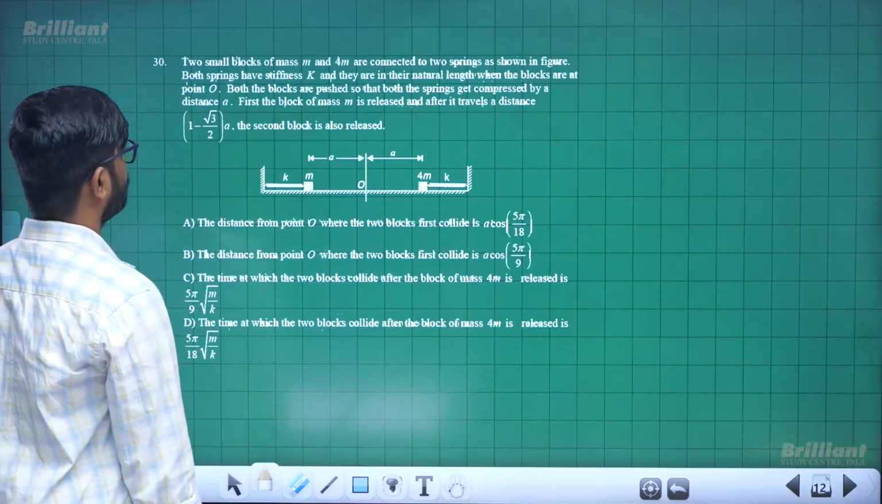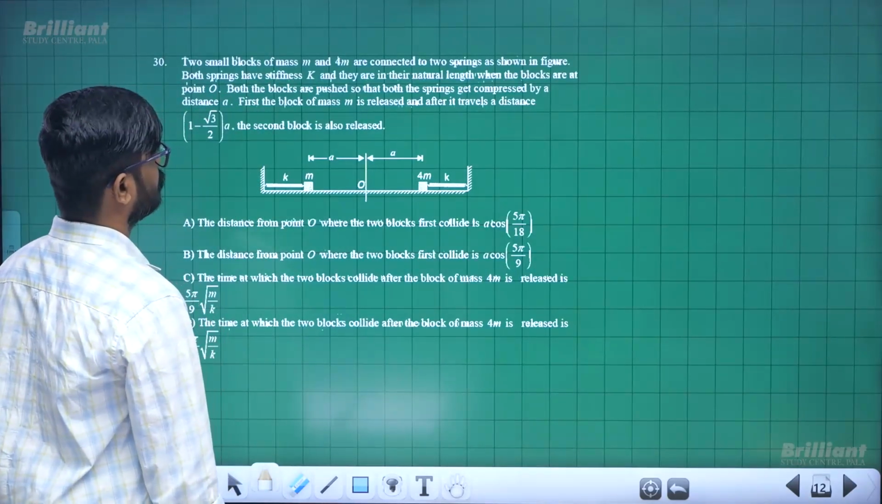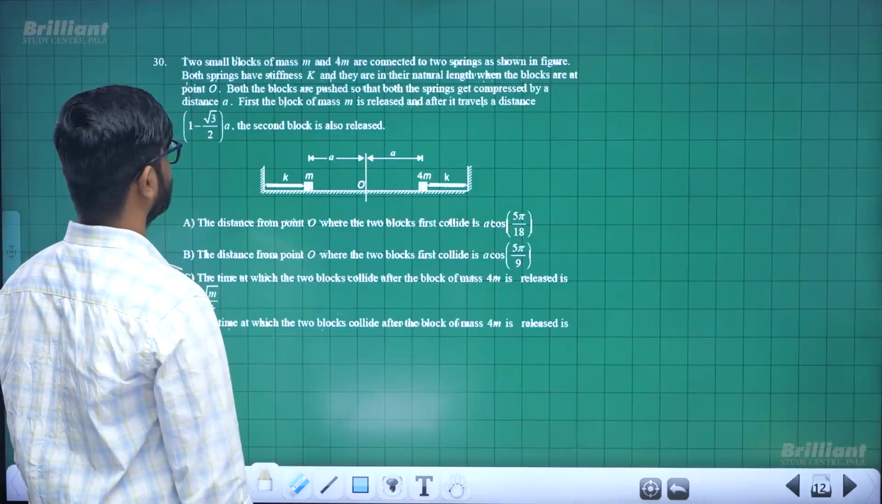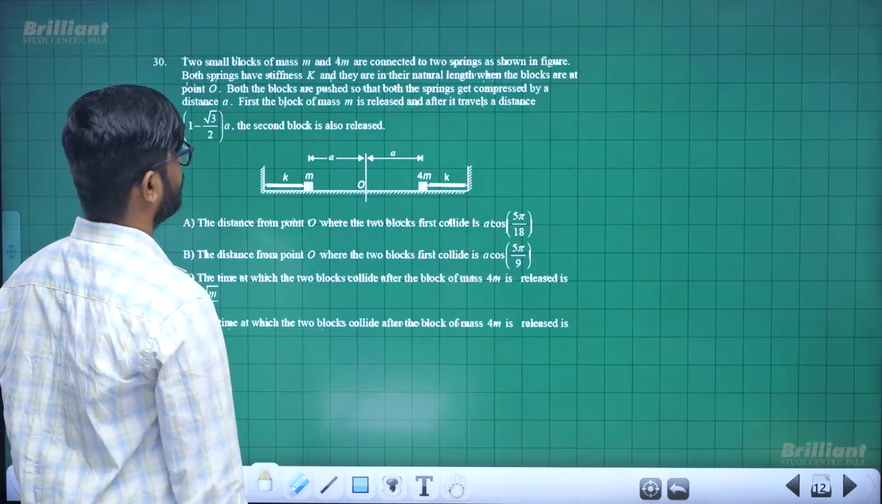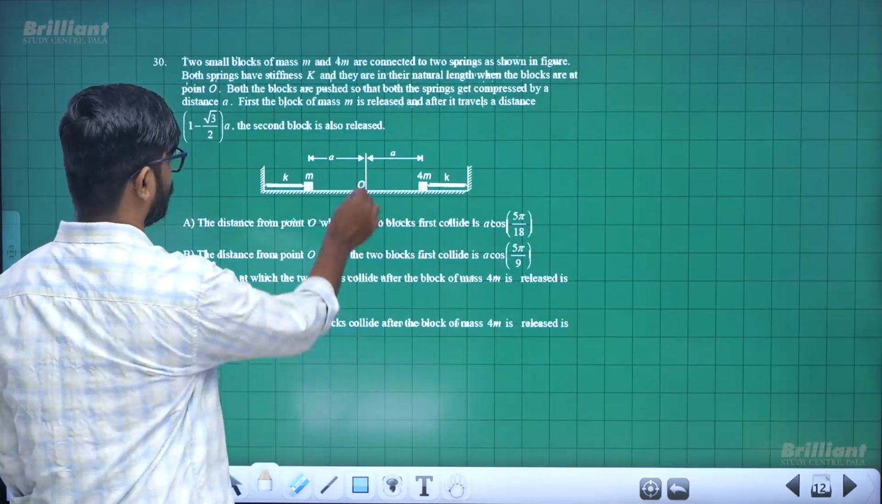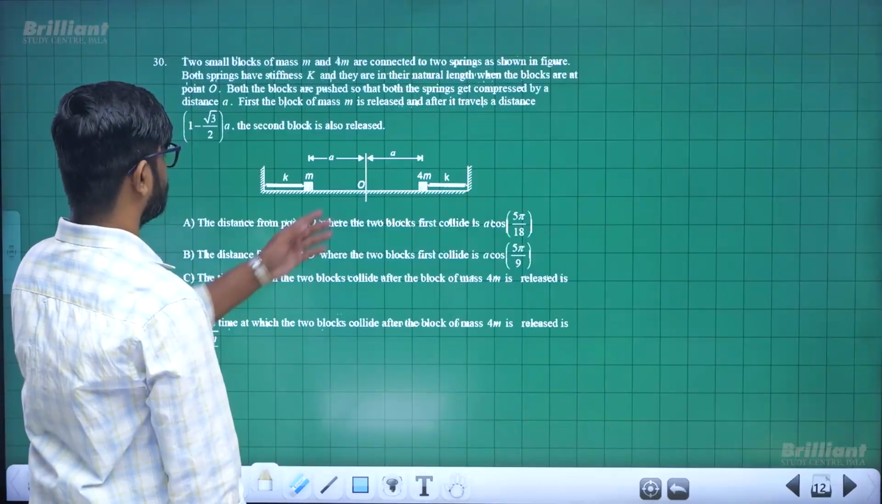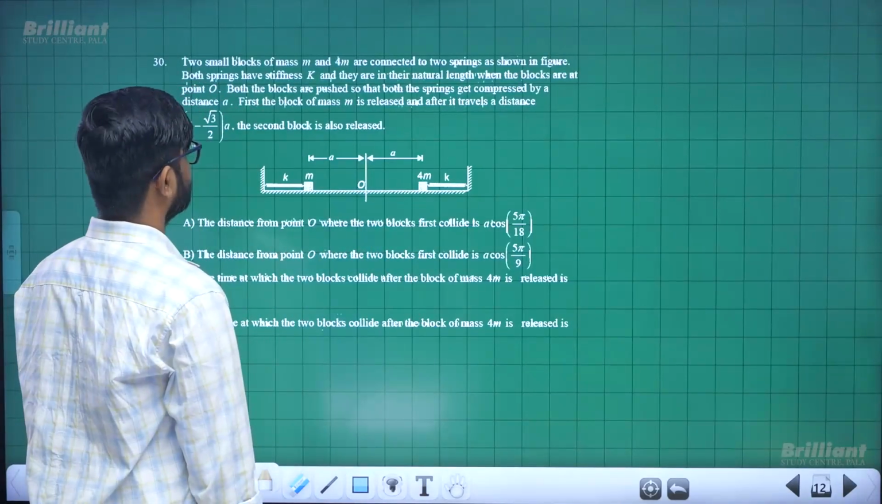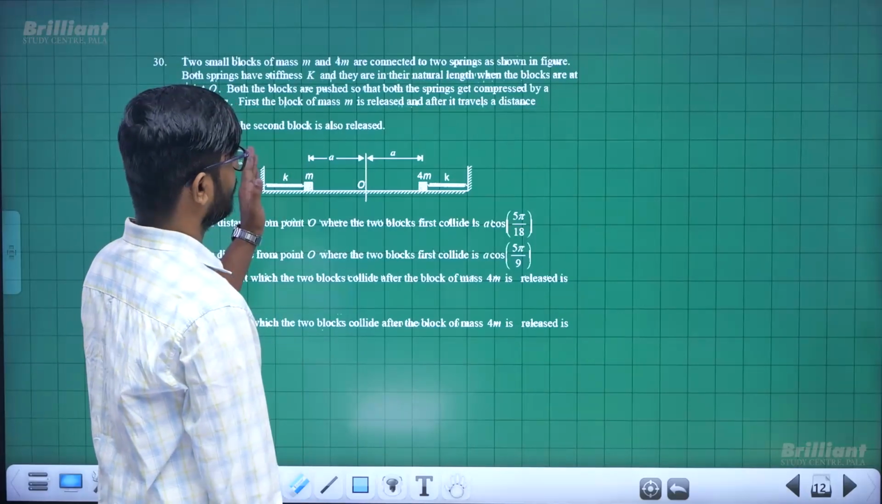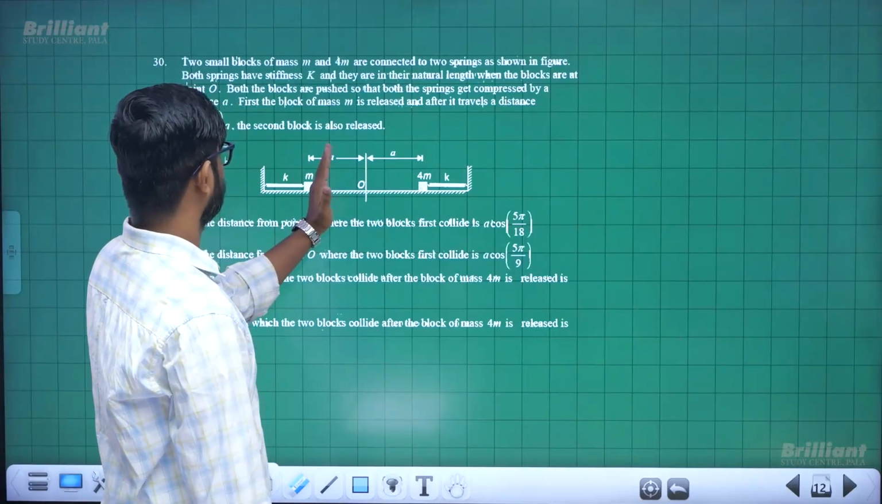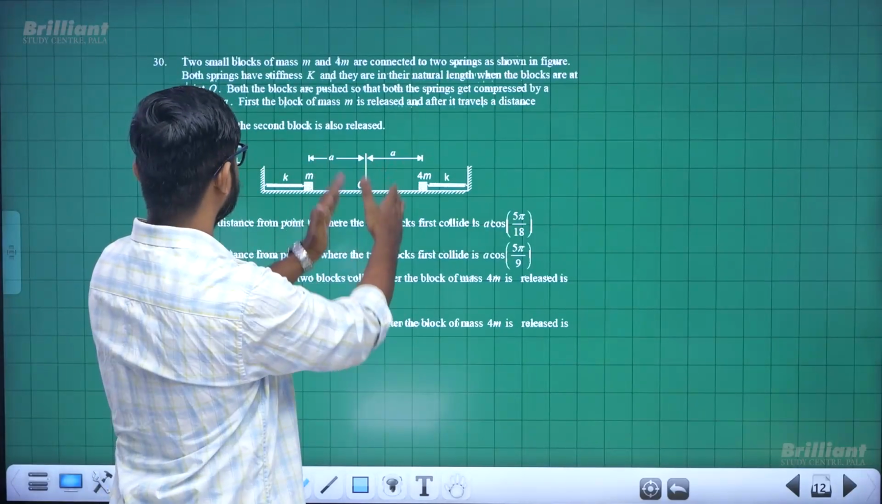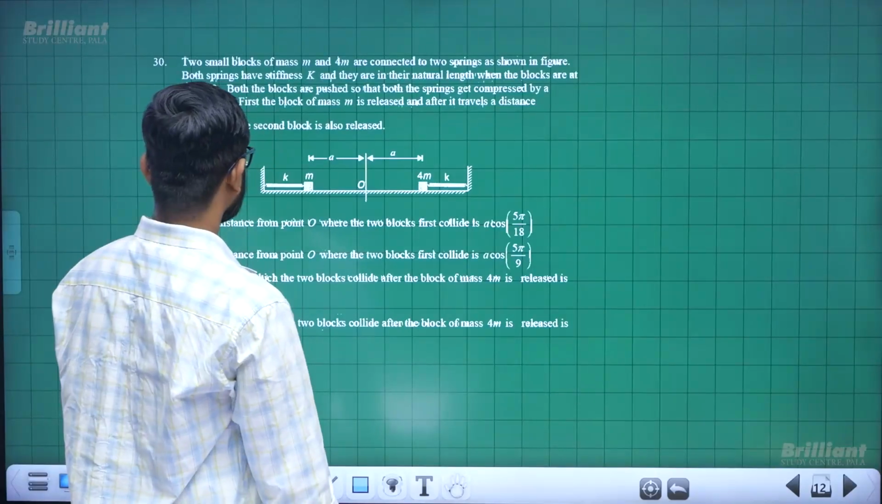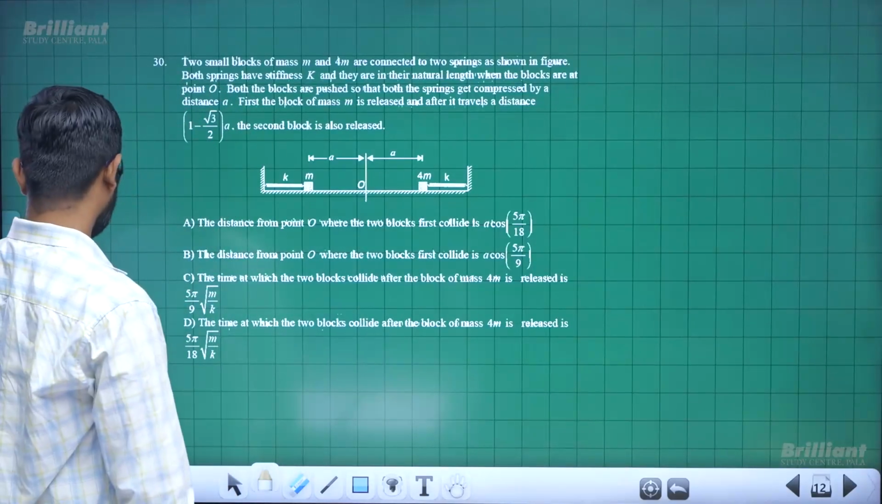Two small blocks of mass m and 4m are connected to two springs as shown in the figure. Both the springs have stiffness K and they are in their natural length when the blocks are at point O. Both the blocks are pushed so that the springs get compressed by distance A. First the block of mass m is released, and after it travels a distance of something, the second block is released. Now where are they going to hit and at what time are they going to hit?